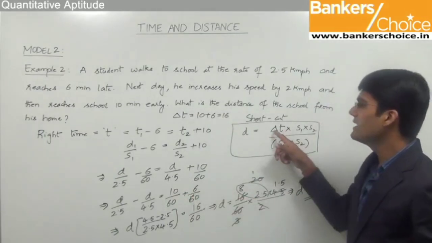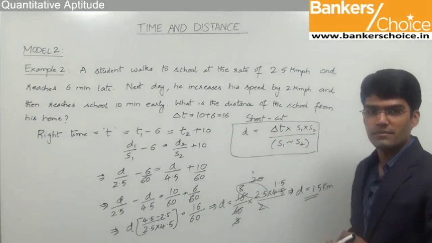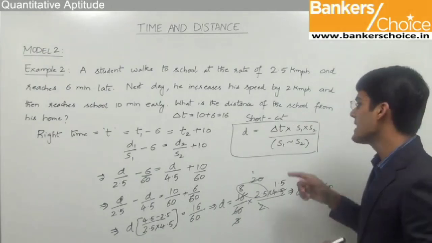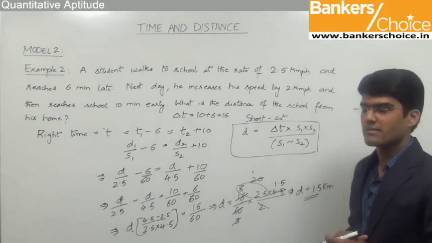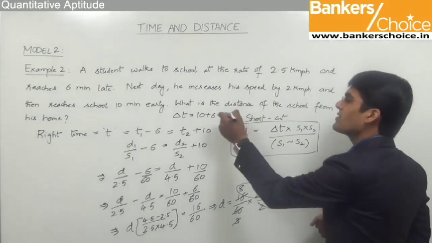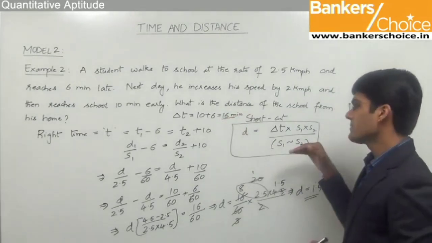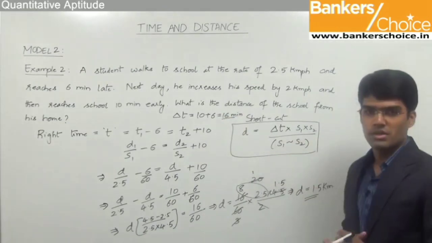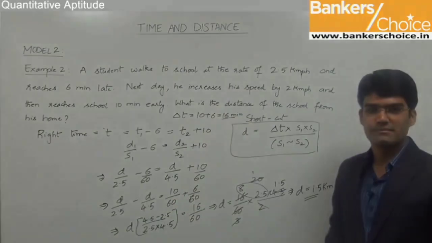So this delta t should be taken as 16 minutes, and S1 and S2 are given in the question. So simply by substituting these values, we can get the answer. But again here as well, before you substitute time and speeds, the units have to be balanced. That means this difference of time of 16 minutes should be converted to hours. And then by substitution, we can get the correct answer. So as per your convenience, you can either use the shortcut formula or simply follow the concept to get the answer.